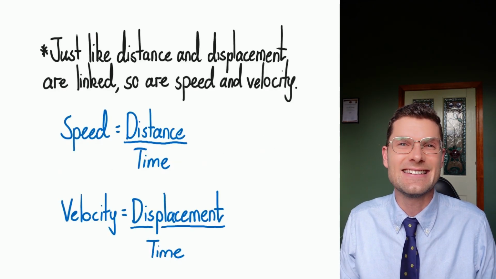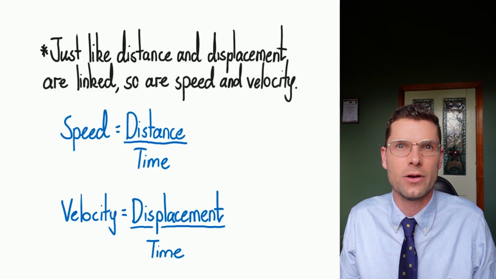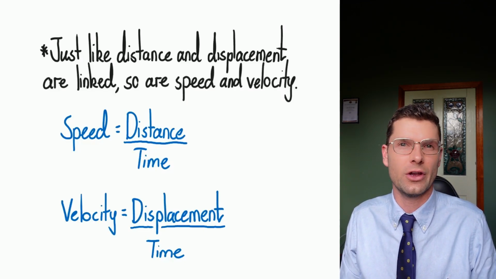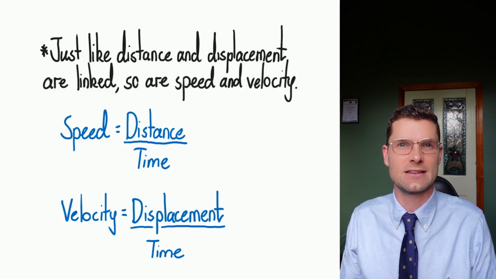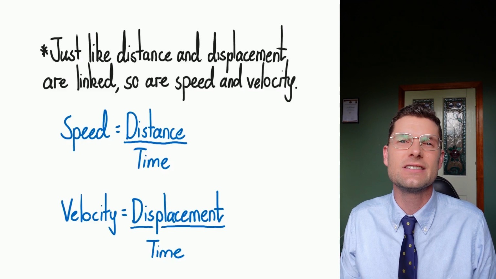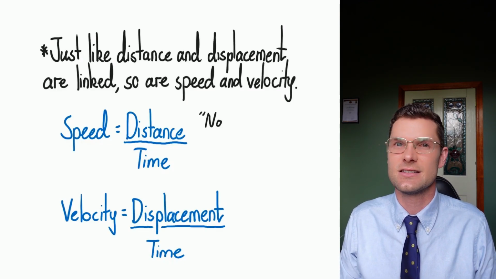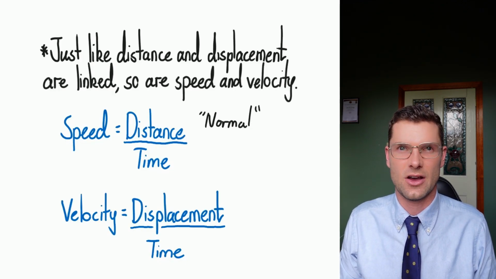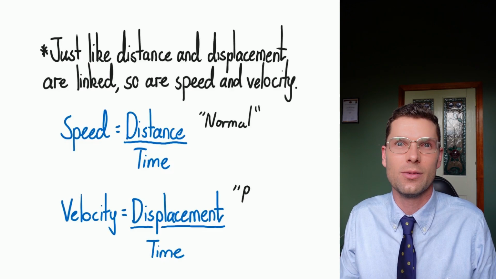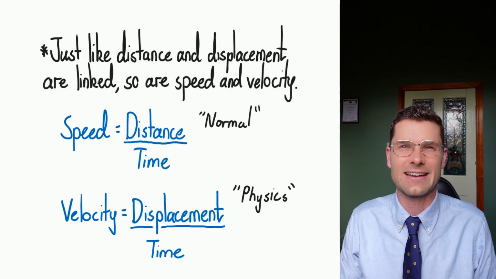So just like how distance and displacement are linked, we're both kind of talking about how far we've gone, speed and velocity are also linked. The best thing about these ones is that it's just the distance and displacement that we're finding, and we just have to divide it by time. So speed is just distance divided by time, and velocity is just displacement divided by time. So these two things are incredibly similar. We're just looking for a little bit more nuance when we're finding our displacement.